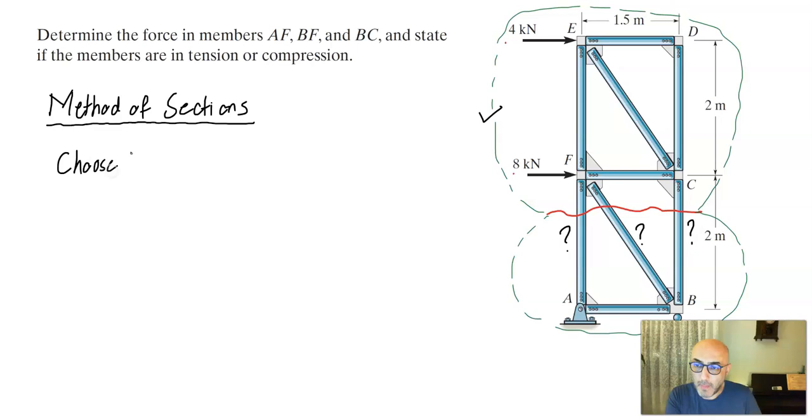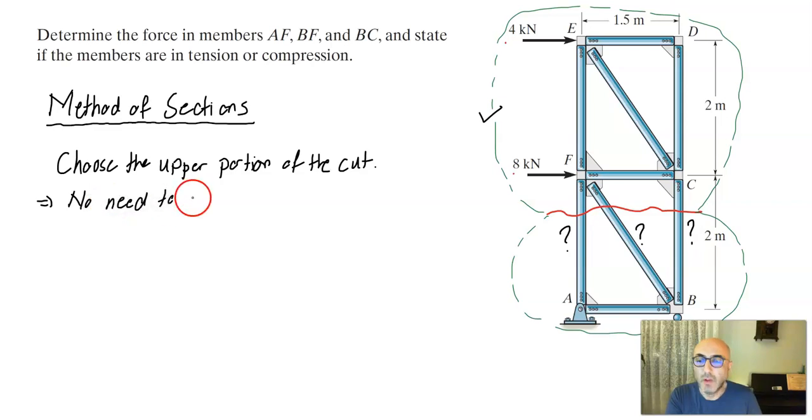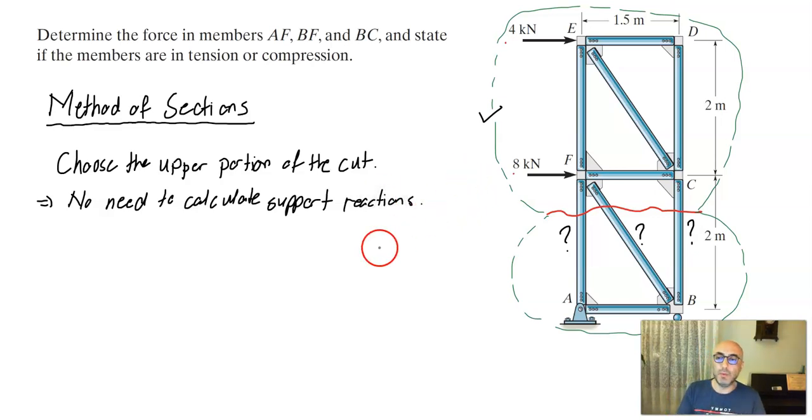So choosing the upper portion or part of the cut, if you like, therefore there is no need to find or calculate support reactions. That's why we are choosing the upper portion. Based on that, let's go ahead and draw the upper portion here.